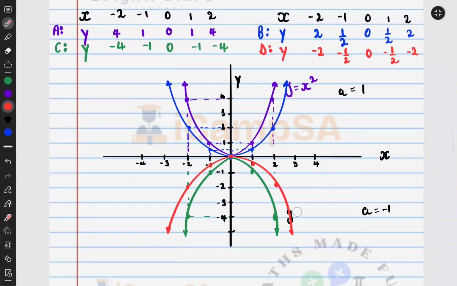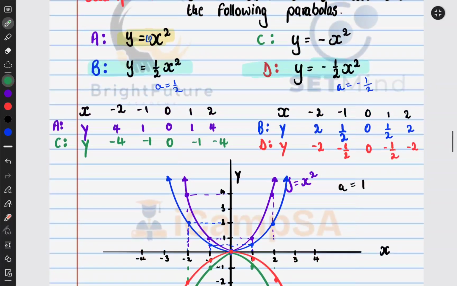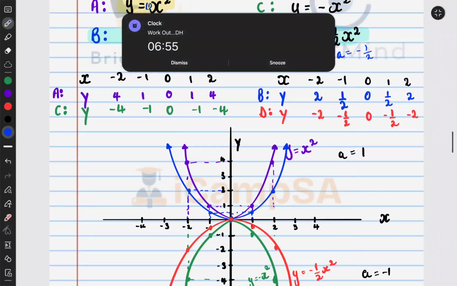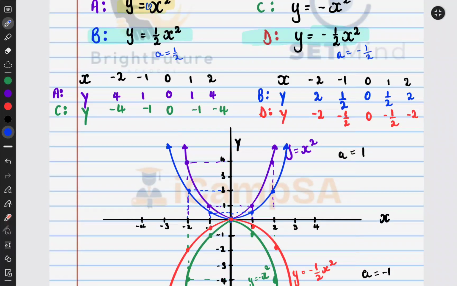Okay, see. The green function was y is equal to negative x squared. The red function is y is equal to negative 1 over 2 x squared. And then the blue function is y is equal to 1 over 2 x squared.